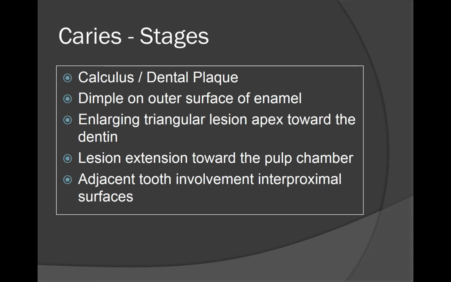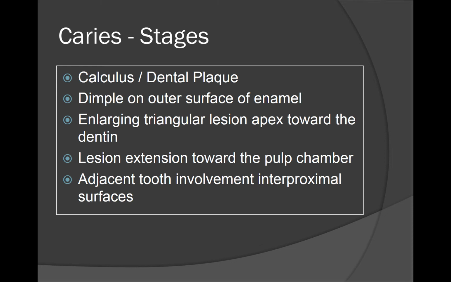A dimple will develop on the outer surface of the enamel. This will result in an enlarging triangular lesion with an apex towards the dentin. The lesion will extend towards the pulp chamber. So essentially the tooth is being colonized and destroyed by the bacterial colonization. And eventually the bacteria will extend into the pulp chamber. Now this is a nutrient-rich environment and also anaerobic, which is great for the bacteria, which will cause endodontal disease.